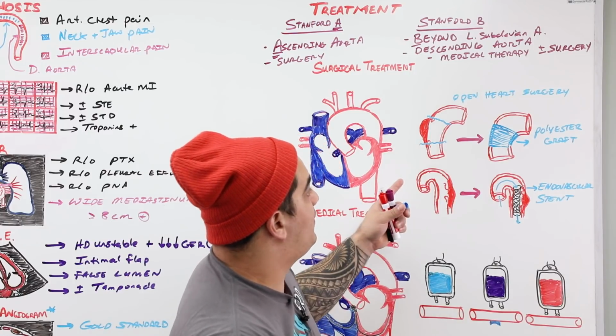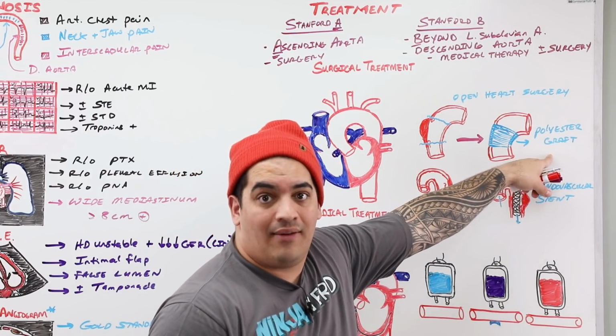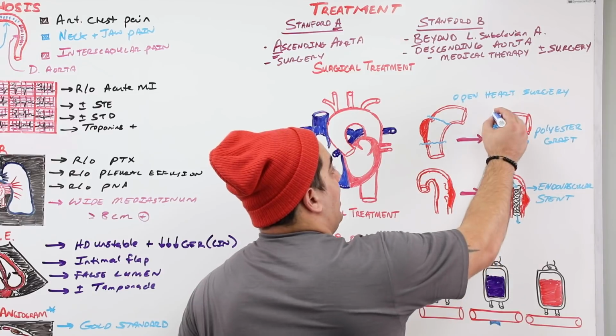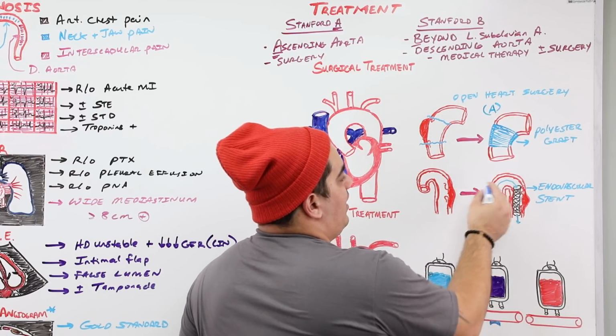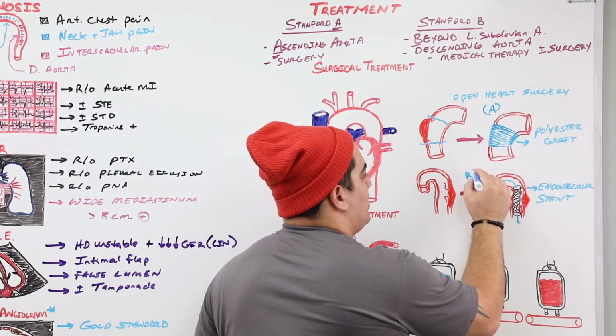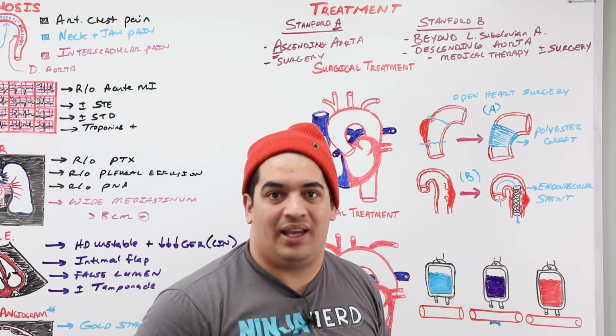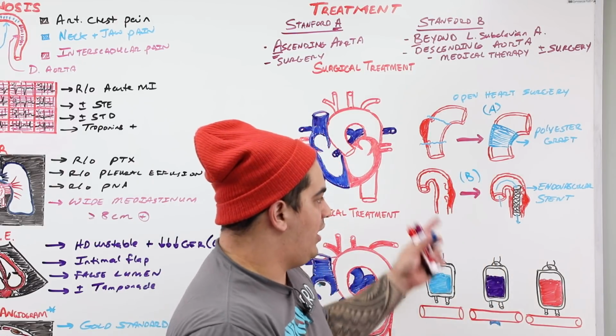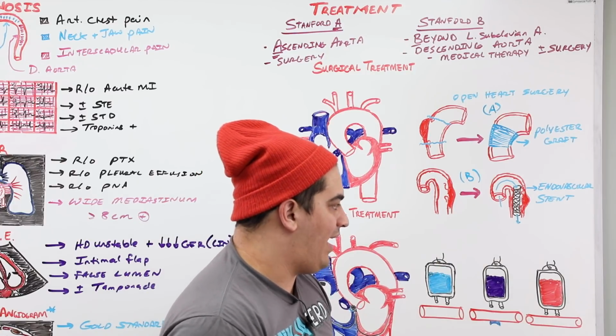So again, two options for surgical therapy: polyester graft, particularly for your type A's. And then you can do an endovascular stent. This is usually for your type B's that haven't responded to medical therapy, and they unfortunately have continued to worsen and they need an endovascular stent.